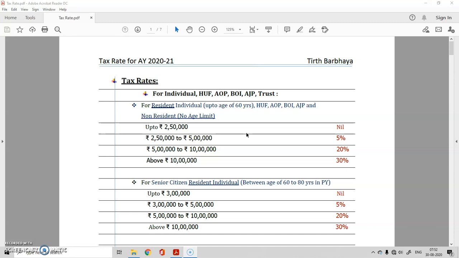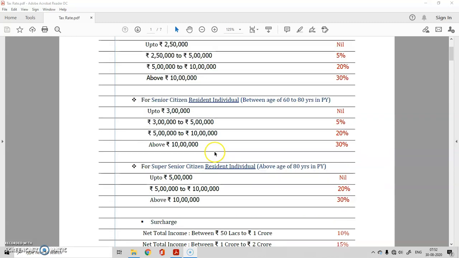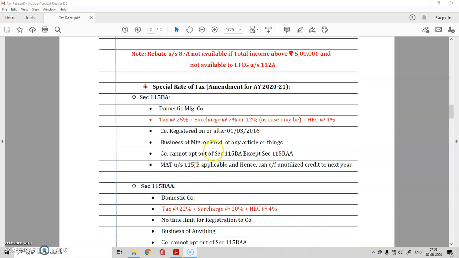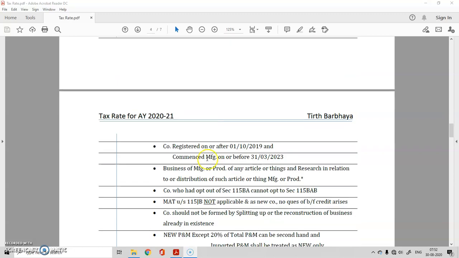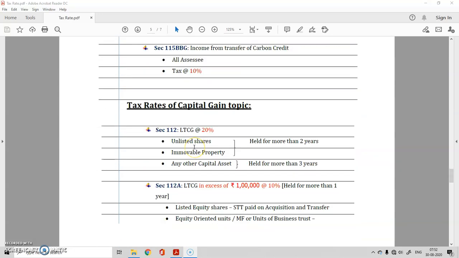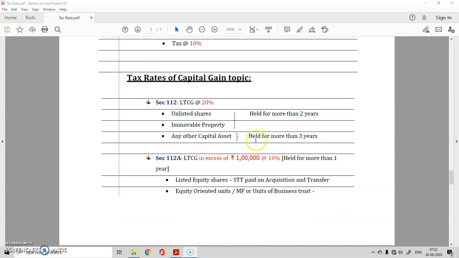As you would know, part A covered individual tax rate, partnership tax rate, company tax rate, marginal relief, rebate, new amendments of sections, and other sections of tax. Now we would be covering the remaining topic, the remaining tax rate, that is tax rate of capital gain.